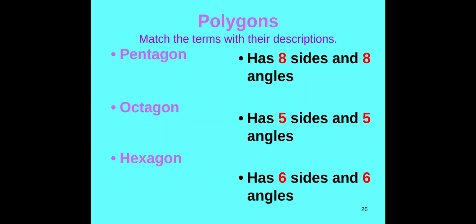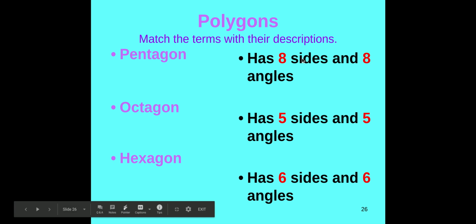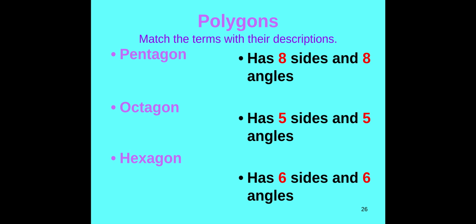Now, these terms should be a review for you, talking about pentagons, octagons, and hexagons. And we have these descriptions on the sides: 8 sides and 8 angles, 5 sides and 5 angles, or 6 sides and 6 angles. Which one of those goes with pentagon? A pentagon has 5 sides and 5 angles. There's even the government building called the Pentagon, and it is because it has 5 sides to the building.